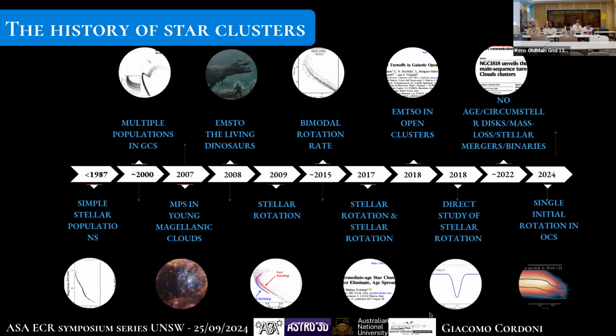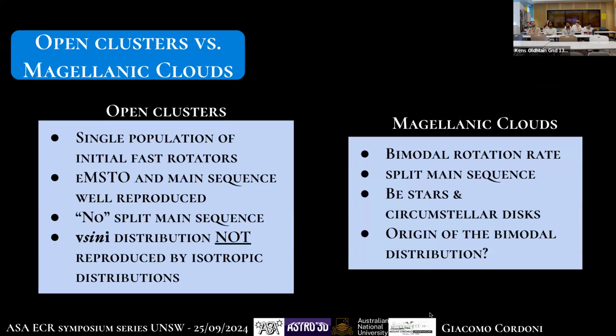So this is 2024, and we see that in open clusters, we can reproduce almost everything with a single population of initial fast rotators. Then this may slow down, may not, we still don't know that, but we can exclude the presence of a primordial bimodal rotation rate, which seems to be the case for Magellanic Cloud clusters. So now we have new pieces to the puzzle. The extended main sequence turn-off is common to both these objects, but there are some differences. And in particular, we don't see a split main sequence. We have some evidence in two open clusters, but that's a different thing.